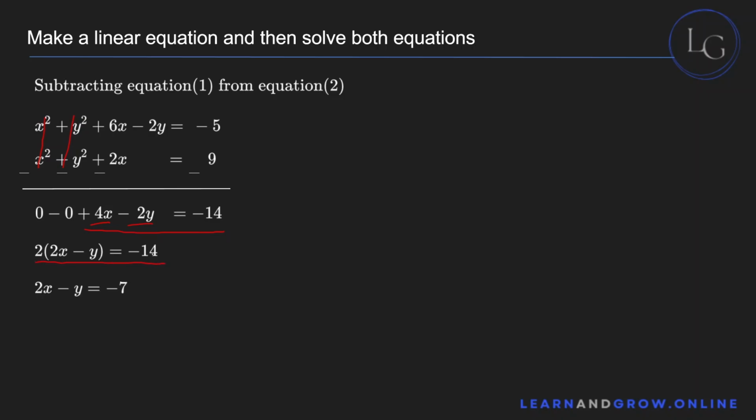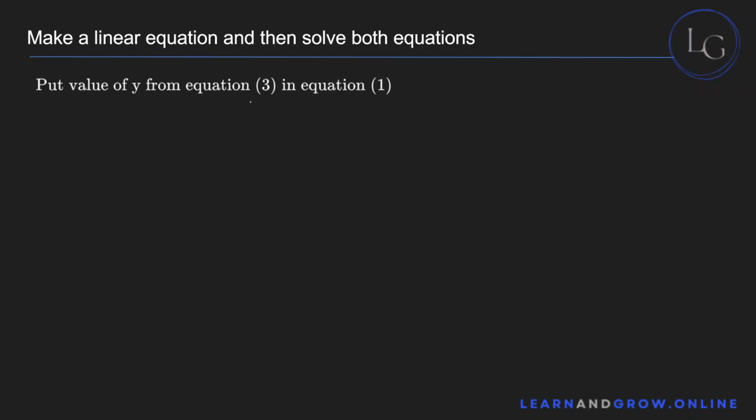Now you'll divide minus 14 by this 2 over here, and now you have basically this equation, and now you'll actually have an equation in y over here. So y is equal to 2x plus 7. This is equation 3.